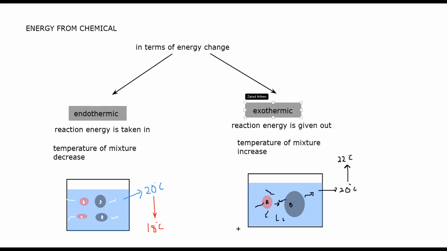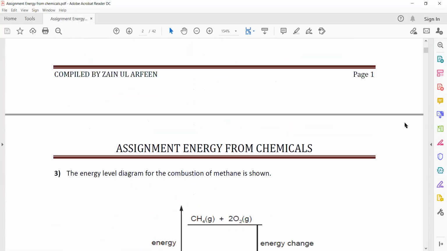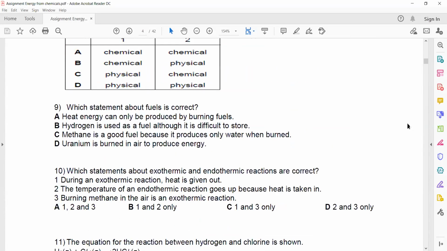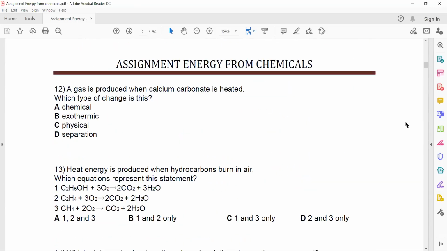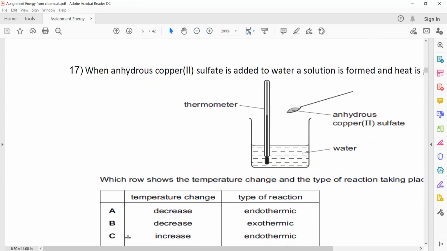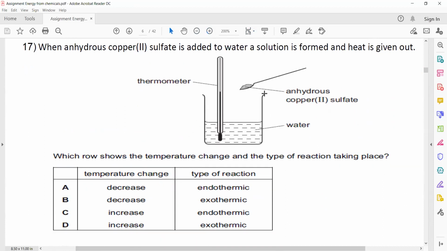So, a few examples related to this. If anhydrous copper(II) sulfate is added to water, a solution is formed and heat is given out. Which row shows the temperature change and type of reaction? What could be the answer here? Heat is given out.